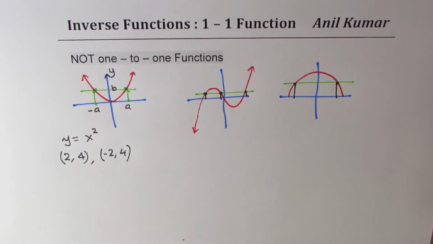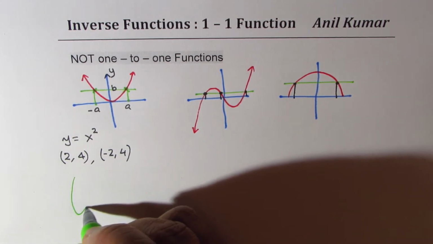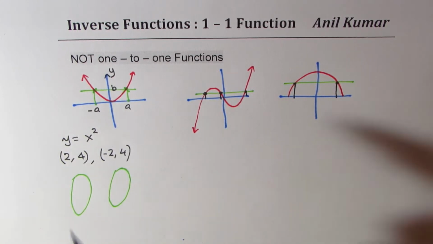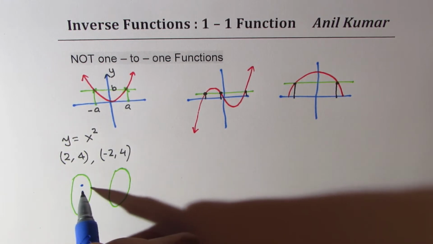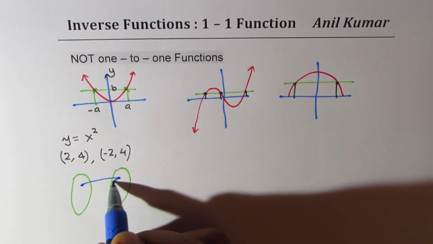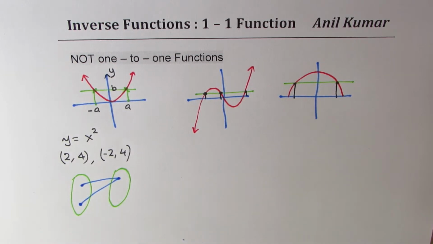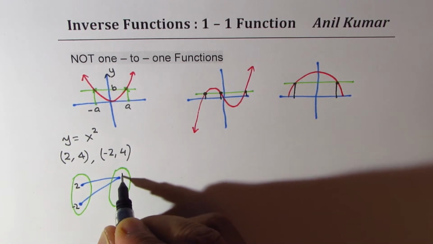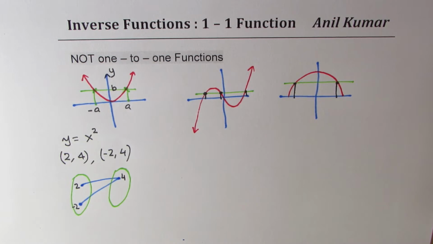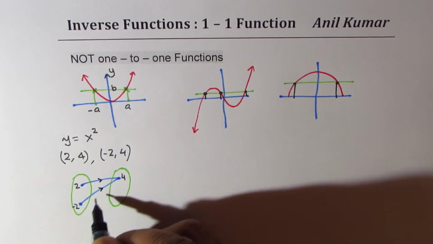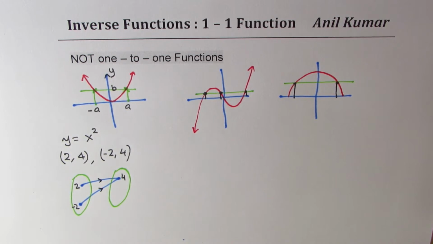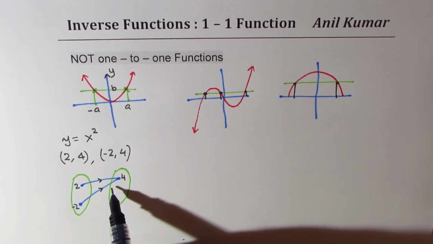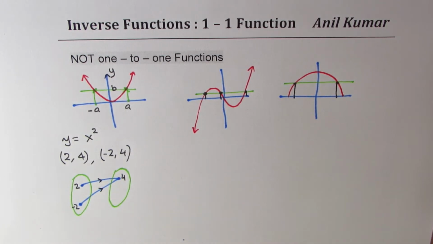So this is not a one-to-one function, since what you notice here is that if you're trying to map the points, the point in the domain which is 2 maps to 4, and minus 2 also maps to 4. So it could be shown as 2 and minus 2 mapping to 4. Therefore, it is not a one-to-one function. One value in y has been mapped to two values in x. It is still a function, but not one-to-one. You get an idea, right?